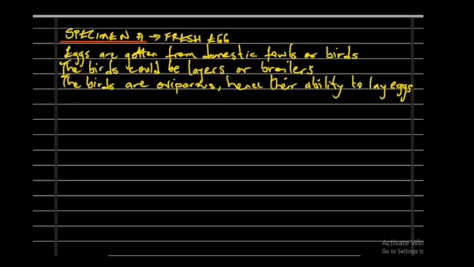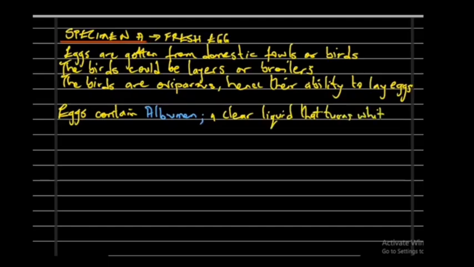Eggs contain albumin. Albumin is a clear liquid that turns white after heating. When we look at the structure of the egg, when it is not boiled, when it is still fresh, this part has a clear liquid solution. That part of the egg is usually clear in view.